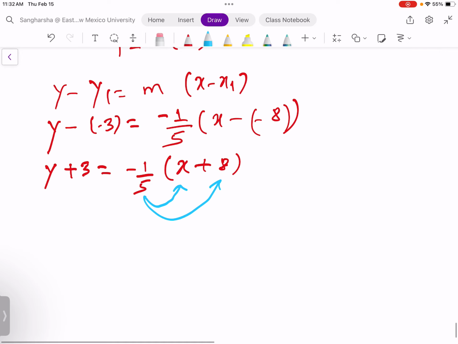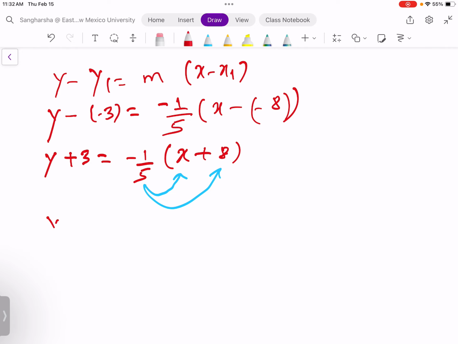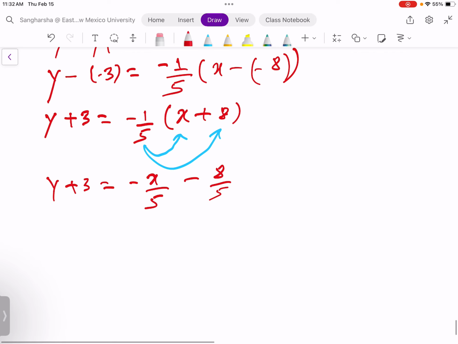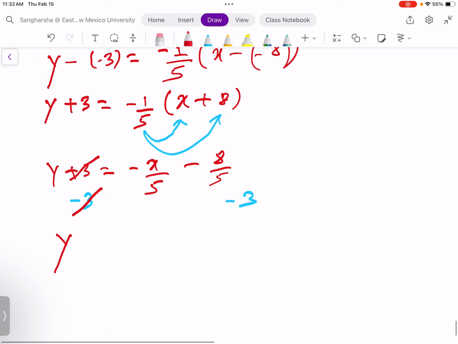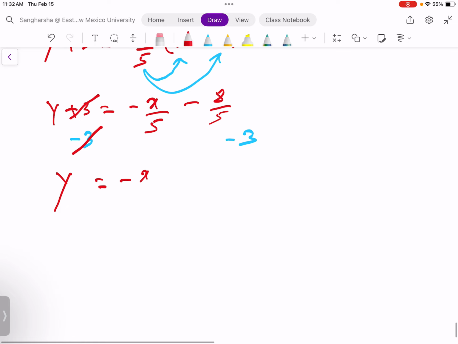So we have y plus 3 equals -1/5 times x. x times 1 is x over 5, right? Then we have -1/5 times 8, that is -8/5. Now we solve this equation for y, the last step. For that you subtract 3 on both sides. So we have y, this cancels, equals -x/5 plus -8/5 minus 3.